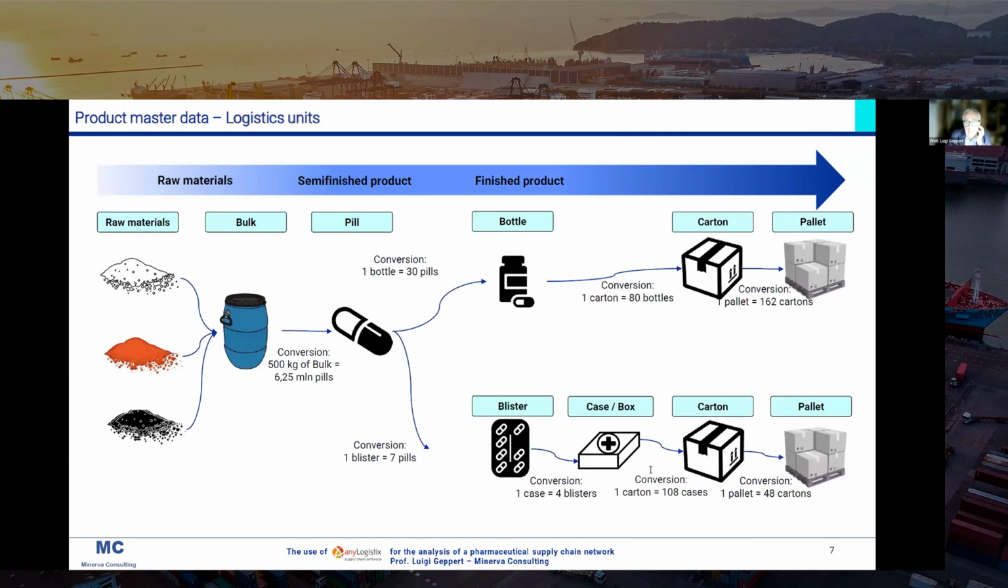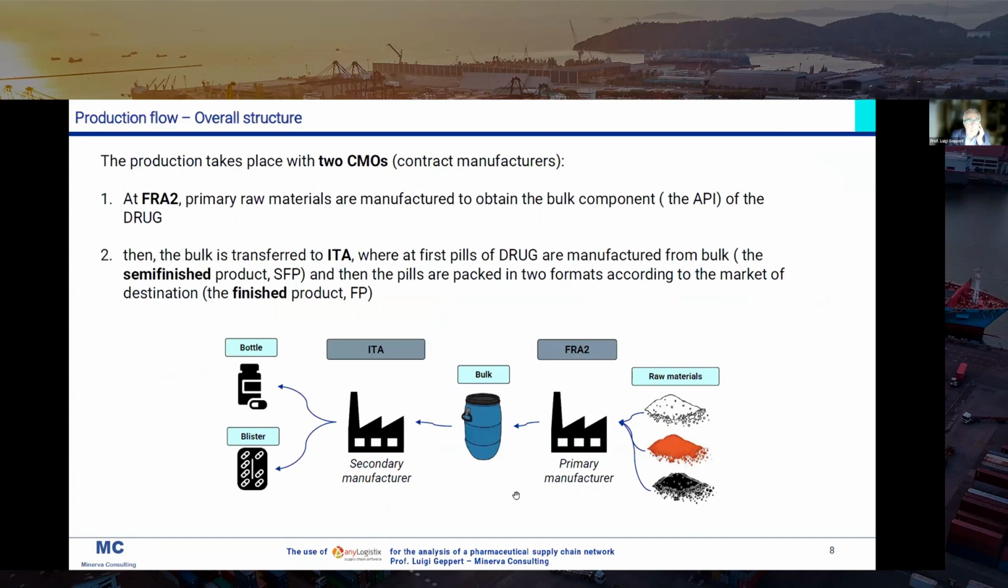This is in terms of commercial, the product, the one that we saw before, it was the product flow. This is the commercial flow. So from the bottles, in terms of logistic deliveries, they are put in a carton on pallets, and the same, of course, for blisters, as you can see. So this is the final production scheme.